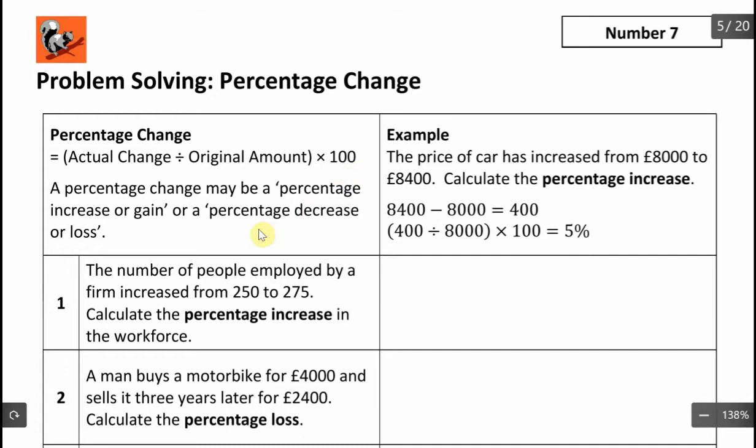Okay, so the example is the price of a car has increased from £8,000 to £8,400. So what we do is we find the actual change between those amounts by doing a subtraction and get 400, and then we work out what 400 is as a percentage of that original amount. So we do 400 divided by 8,000 times 100. You guys do this all the time. When you get a test back, you work out what percentage you got out of however many marks were available on the question.